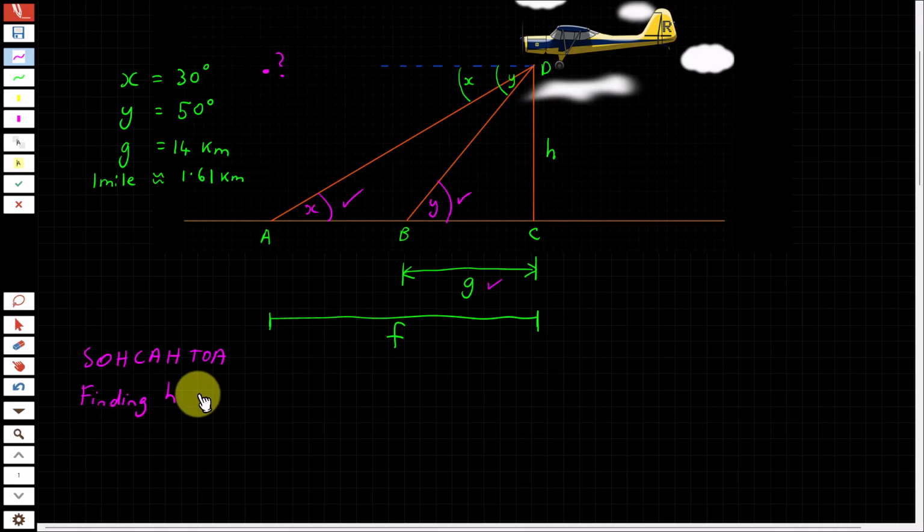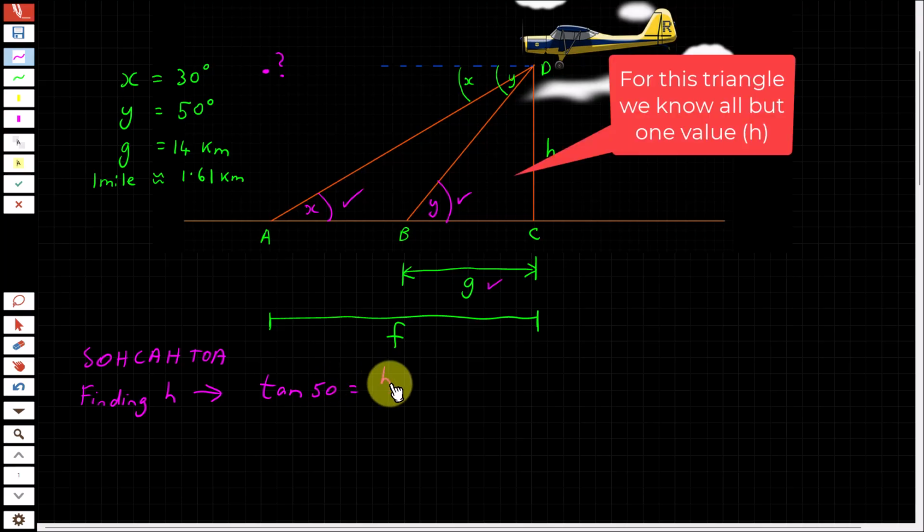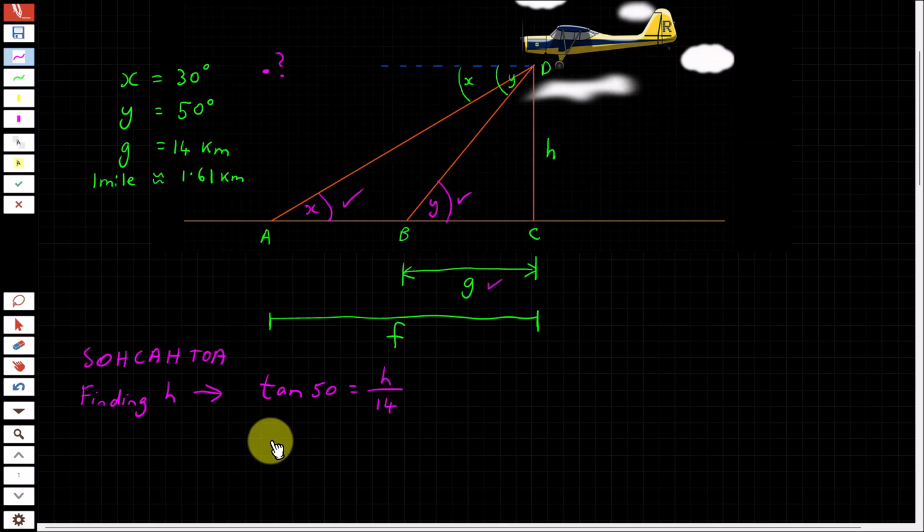Let's find some missing information in the diagram, finding H first. So H, we know Y and we know G, so tan 50 equals opposite over adjacent, so H over 14. We can rearrange using algebra, so multiply the left and right by 14. 14 times tan 50 will be H. So H equals 16.68 kilometres.